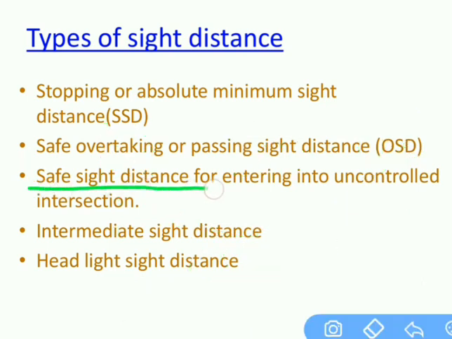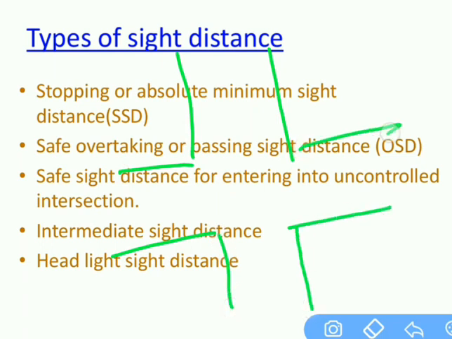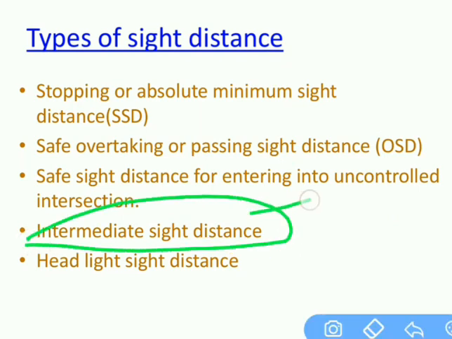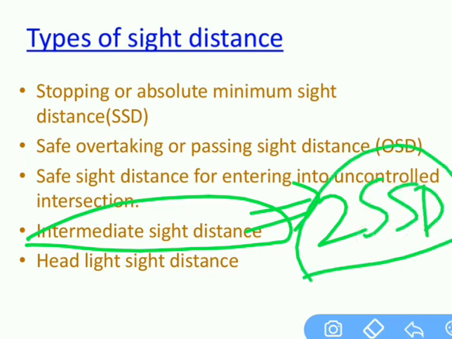Next, safe sight distance for entering into the uncontrolled intersection, meaning if we don't have any signal or any rotary at the intersection. For example, this is the intersection we have. How much sight distance do we require to enter into this uncontrolled intersection? That is safe sight distance for entering into an uncontrolled intersection. Next one is ISD. Simple. ISD we are directly taking as 2 times of SSD.